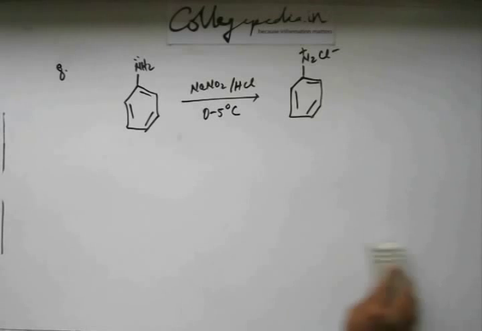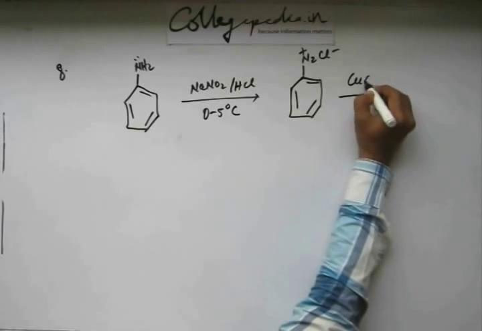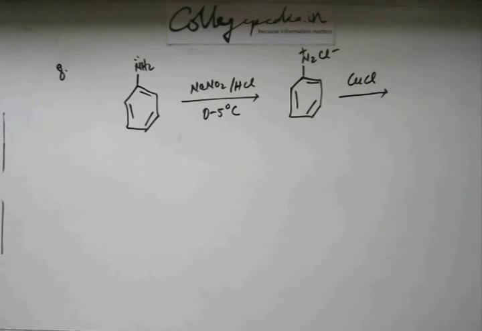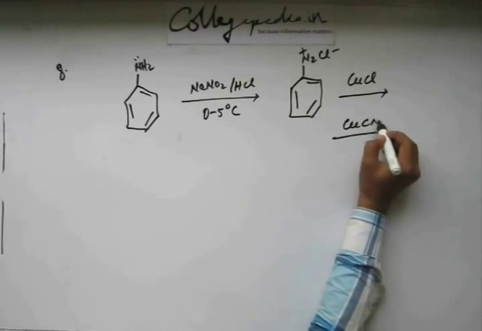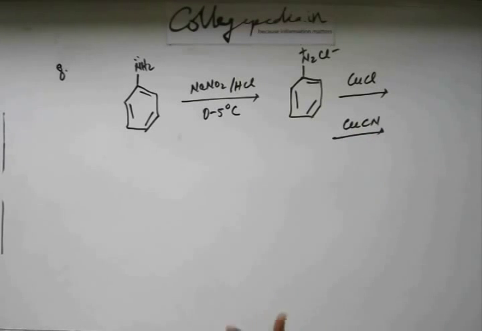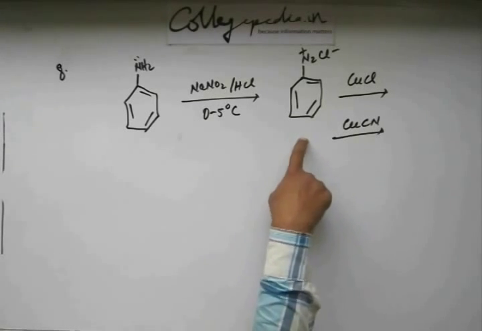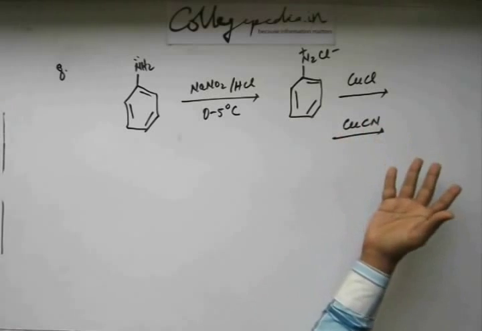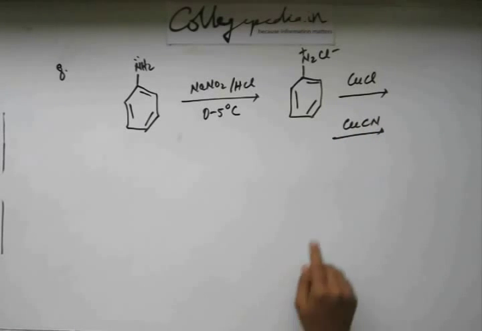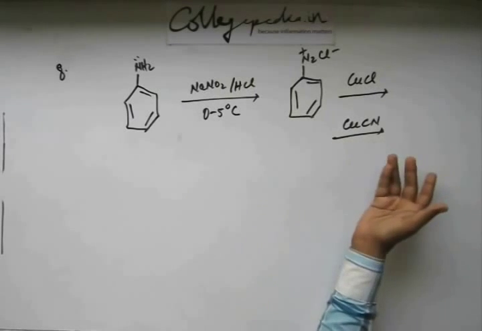For instance, on this diazonium salt, if I add CuCl, I want this nitrogen gas to move out so that chlorine can come in. If I add CuCN, I want this nitrogen gas to go out so that my cyanide ion can come in. So I can prepare this diazonium salt and keep it as it is, and depending upon the reagent I add, the replacement of nitrogen gas will happen. Fine. So that's the purpose of keeping the temperature low, so that this nitrogen gas does not move out.